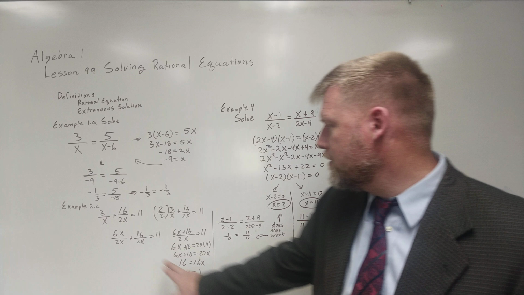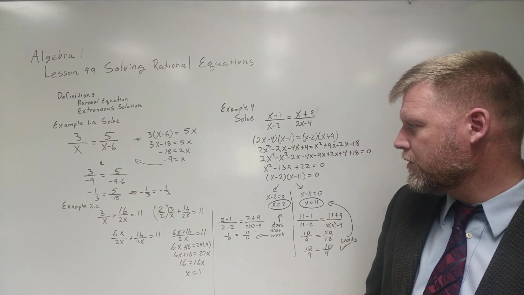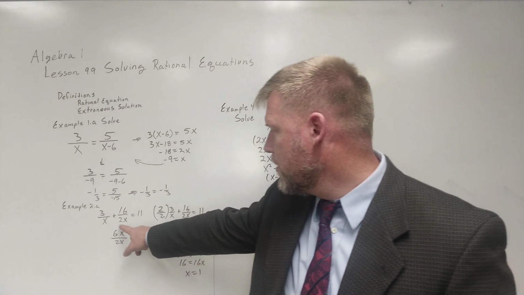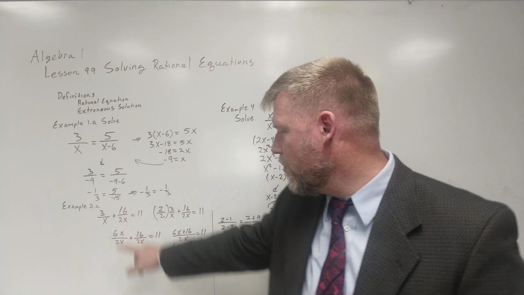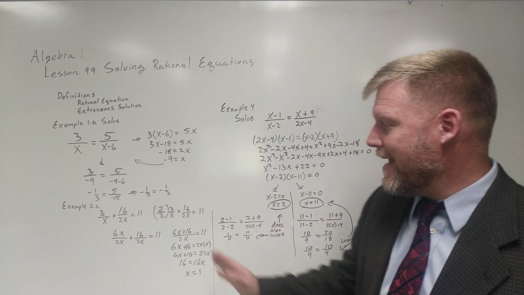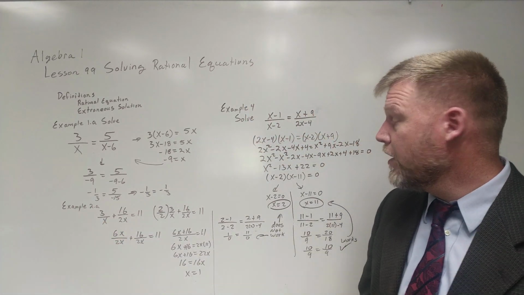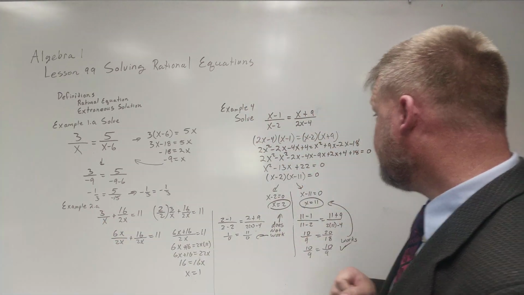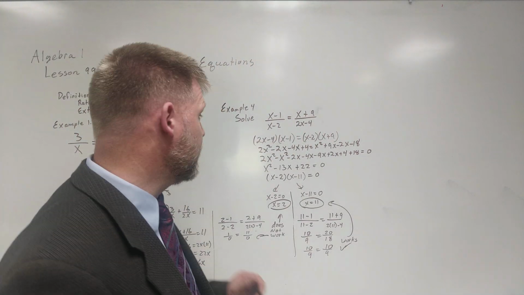When I go ahead and plug this in, I say 1 in for x is 3 over 1, which is 3, plus 16 over 2 times my 1, which is 2, so plus 16 over 2, which is 8. So that's going to give me 8 plus 3, right? 8 plus 3 is 11, and it does check. Look at example 4. And this is where we're getting into our first extraneous solution that we're going to do here.